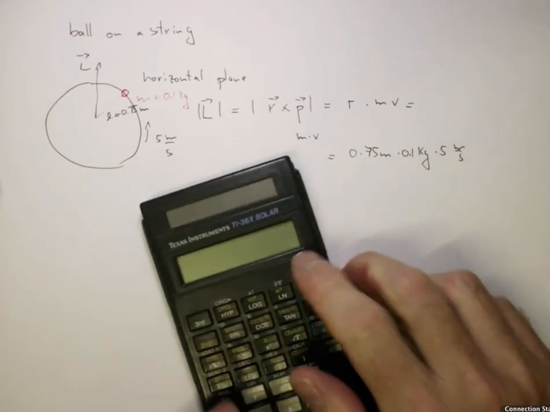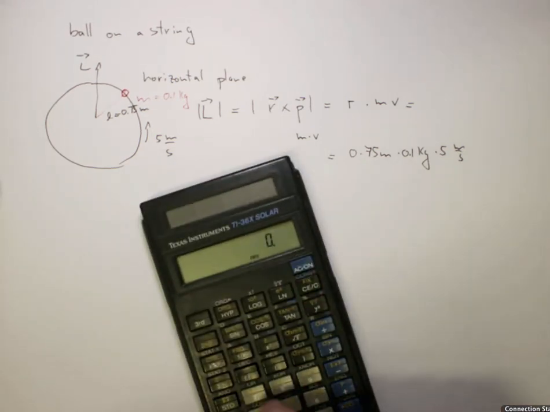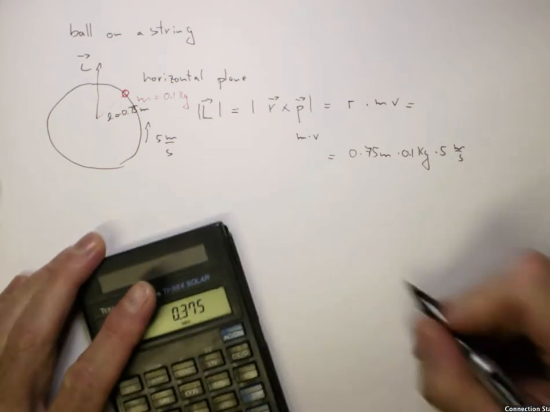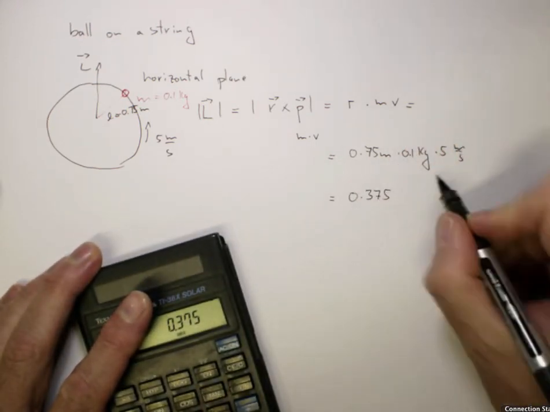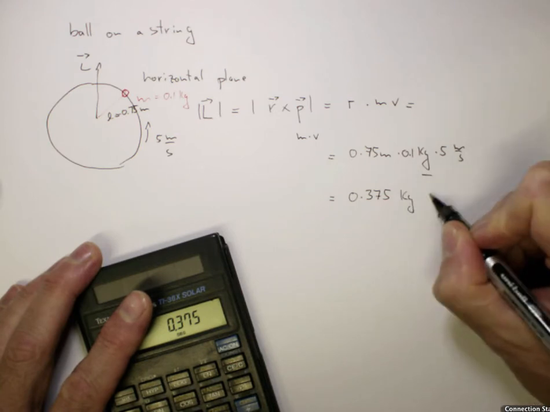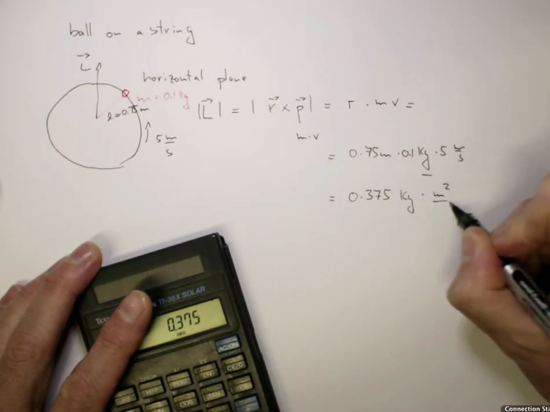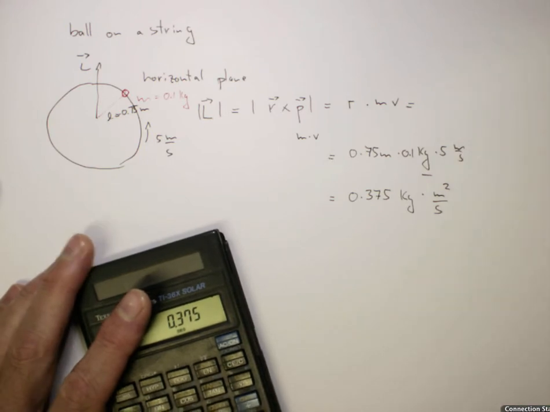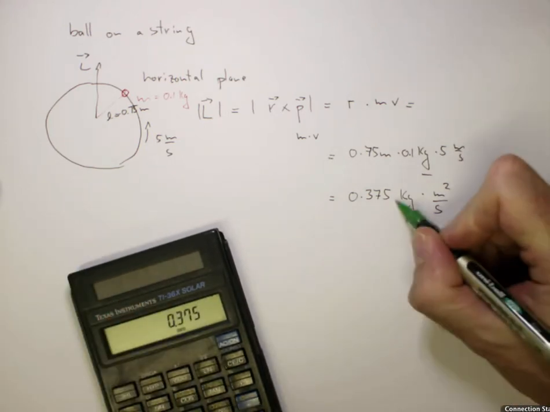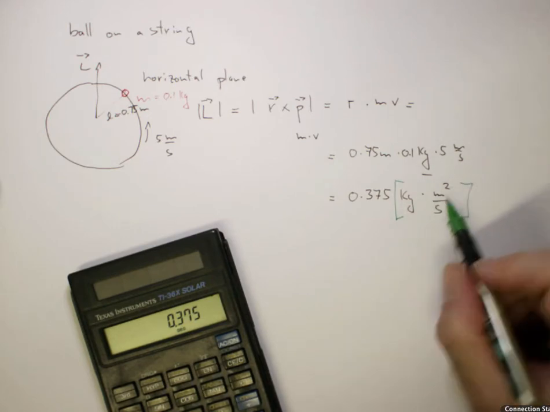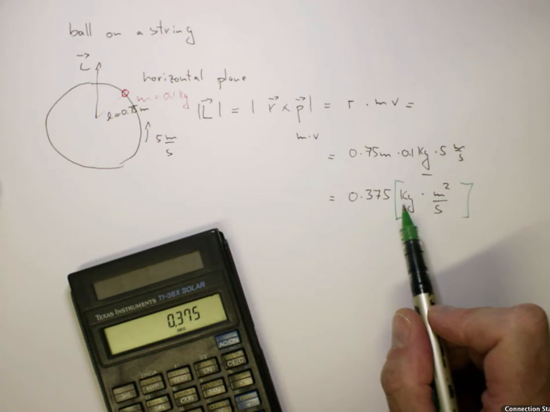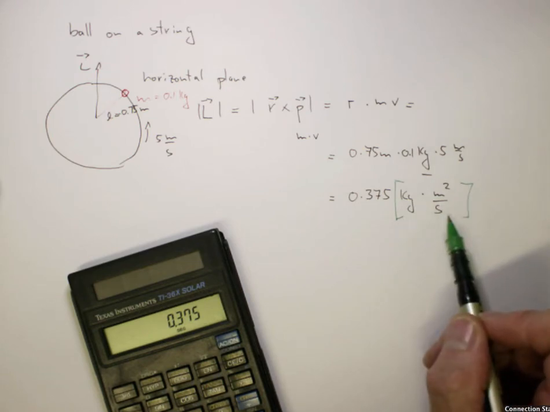Let's put that in the calculator. 0.75 times 0.1 times 5 is 0.375. So 0.375 kilogram times meter squared per second. This example also shows us what the unit is of angular momentum, namely kilogram times meter squared per second. So the dimension is mass times length squared per time.